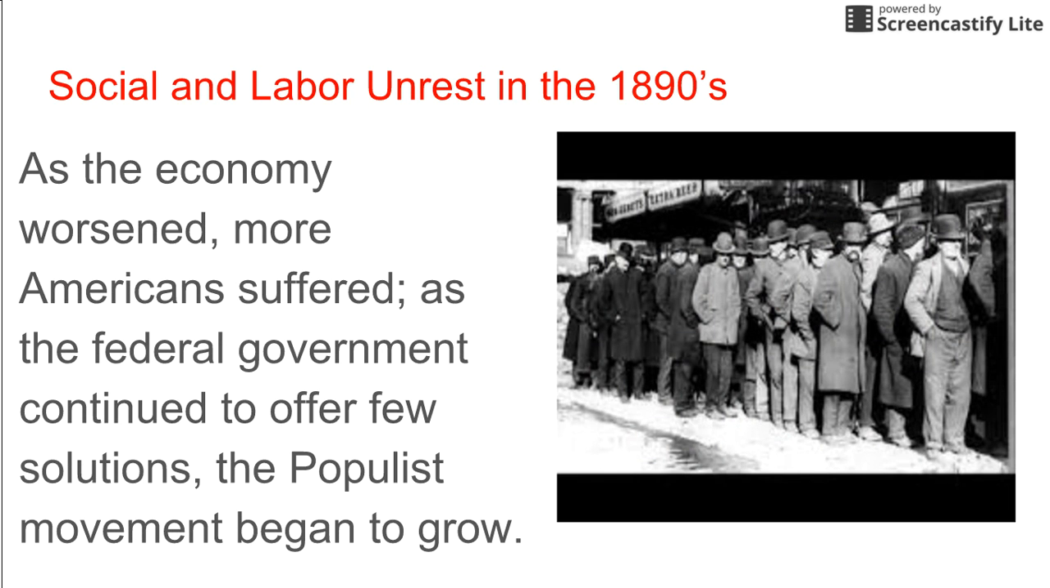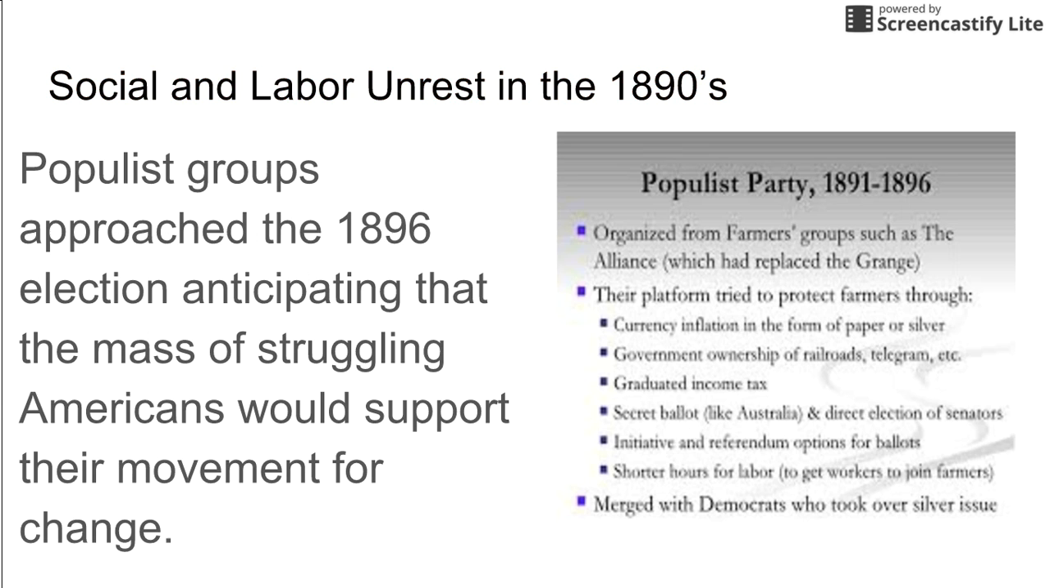Next slide. As the economy worsened, more Americans suffered. As the federal government continued to offer few solutions, the populist movement began to grow. By the way, this is a new heading, social and labor unrests in the 1890s. Next slide. Populist groups approached the 1896 election anticipating that the mass of struggling Americans would support their movement for change. These are some of the issues that the Populist Party had, including a graduated income tax, secret ballot, initiative and referendum on the ballot, and so forth.